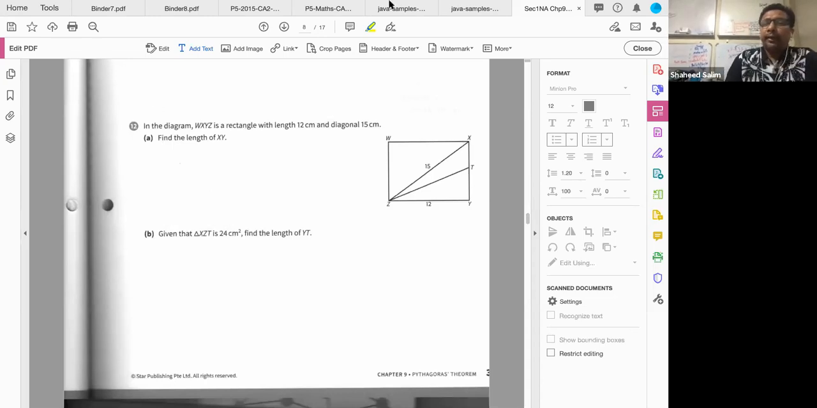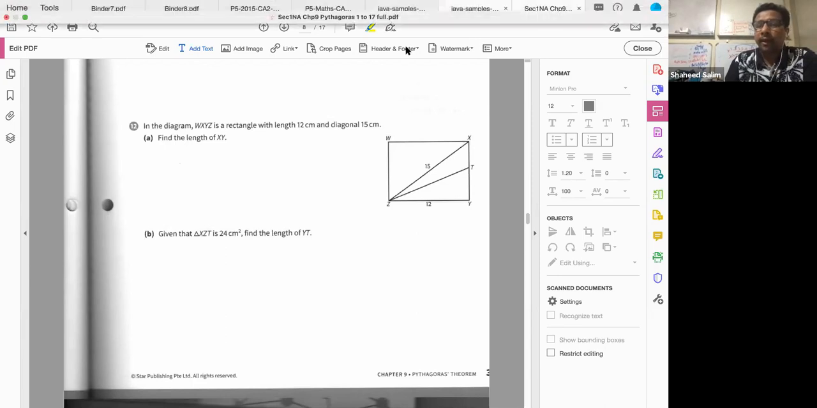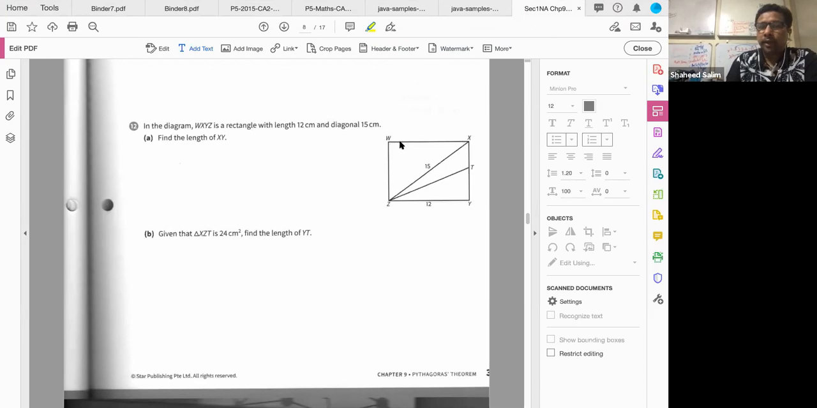Now remember, they tell you this is a rectangle. So you know all angles of a rectangle are right angles. So this means what? In this one, right angle. This one, right angle. Okay.